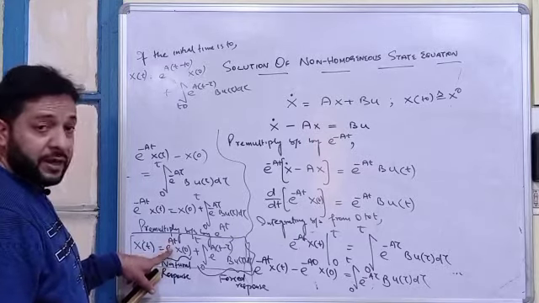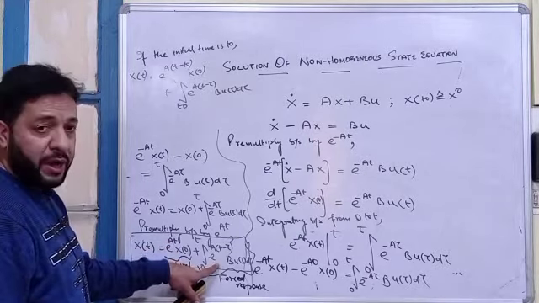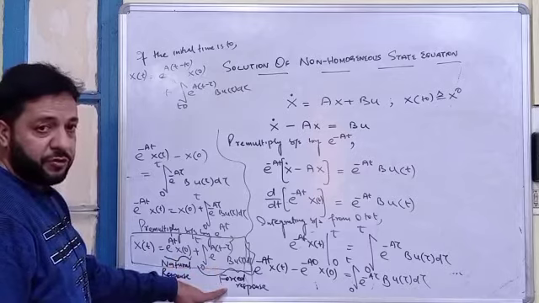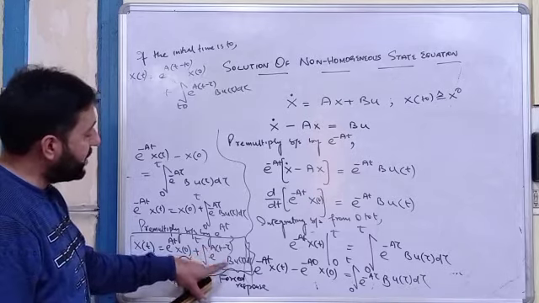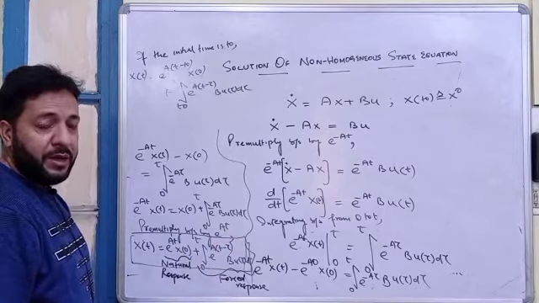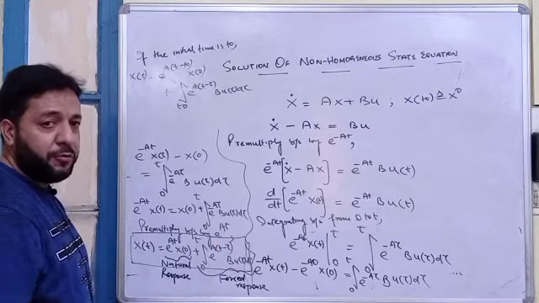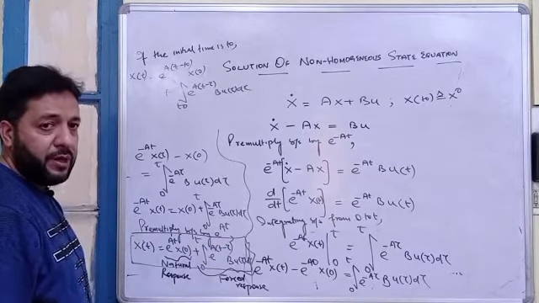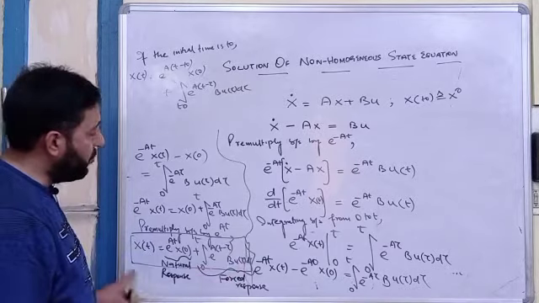It will depend on A. And in this, the remaining portion of the response, which is called the forced response, depends on A, on B, and also on u. This is due to the external input that is being applied to the system. So this is the solution of a non-homogeneous state equation.